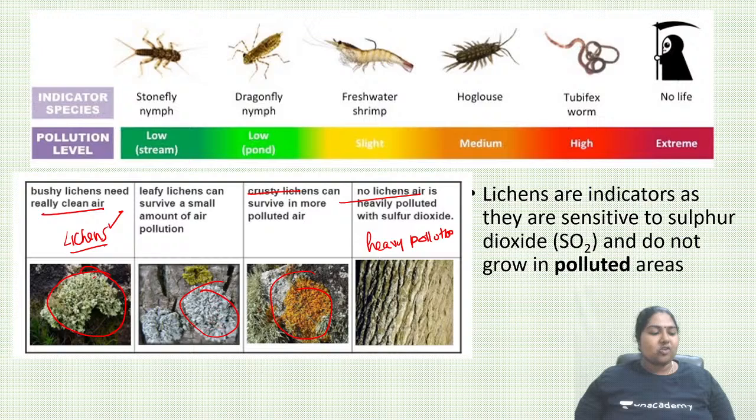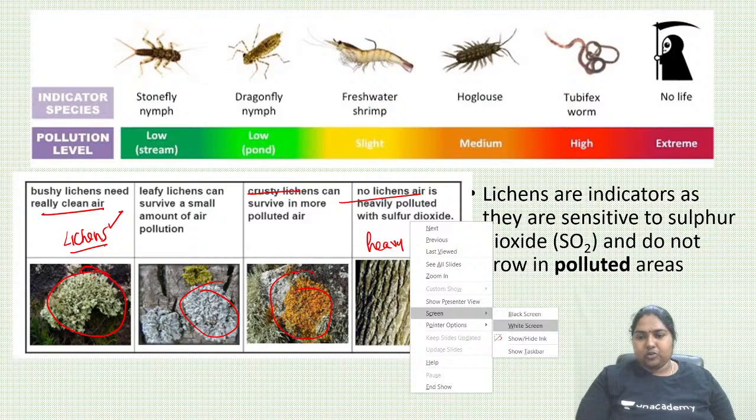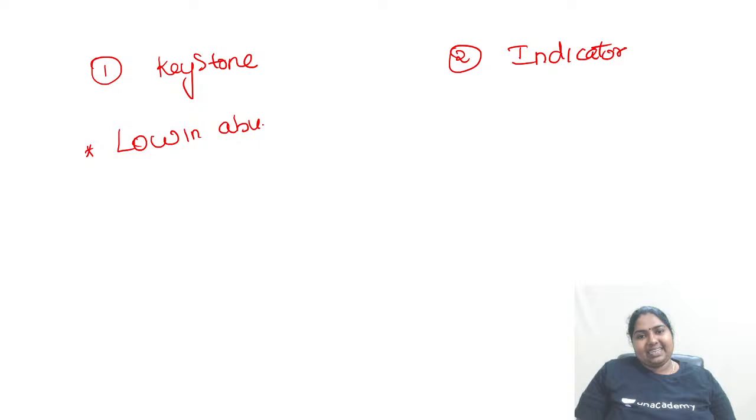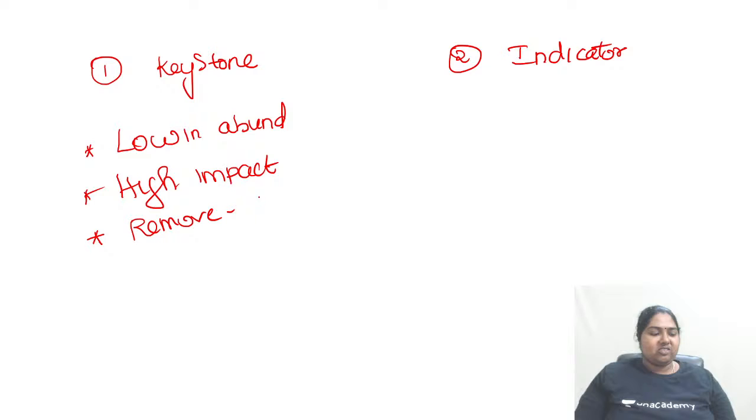So shall we sum up? Two species we have learned so far. Number one, the keystone species. Number two, the indicator species. Keystone species means it is low in abundance, and it has a high impact. Number three, if you remove them, it collapses the environment or ecosystem. So what is the indicator species? It tells about the overall environmental health.